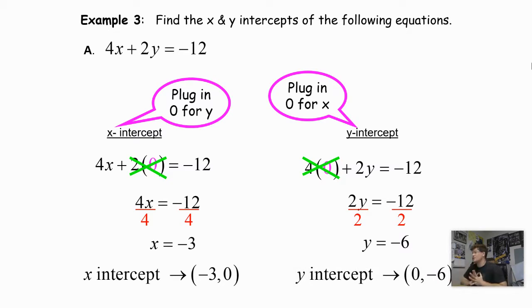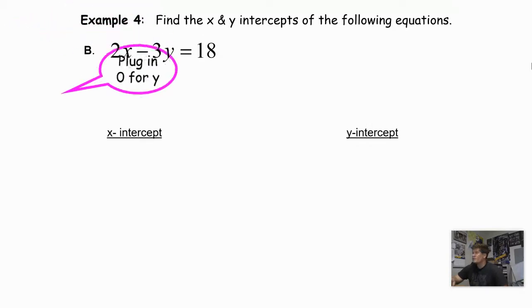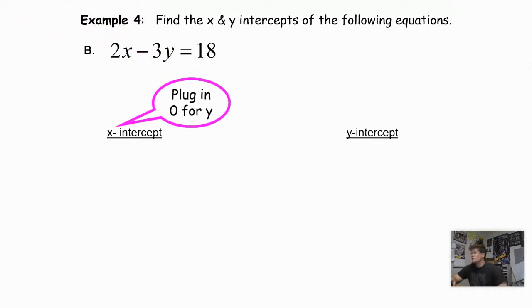That's the nice thing about standard form. You could really find your x and y-intercepts quickly by using that standard form. Let's do it again. Example number 4. Same thing. This time we have 2x minus 3y is equal to 18. Let's find those intercepts. Keep in mind that for our x-intercept, we plug a 0 in for the y. Y-intercept, we plug a 0 in for the x.